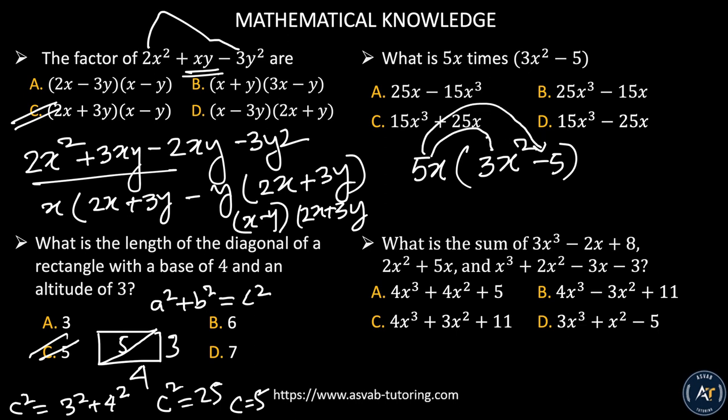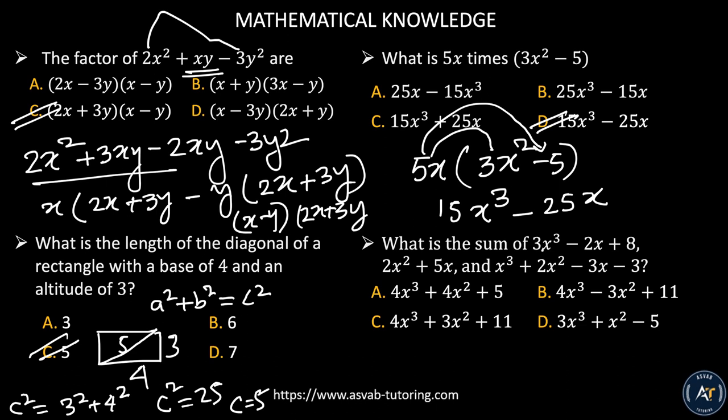So watch the video multiple times, okay? The more you watch, the better for you to understand. So that gives you 3 times 5 is 15. X square times x gives you x to the third power, minus 5 times 5 is 25x. So what is the correct answer in here? Answer option letter D.